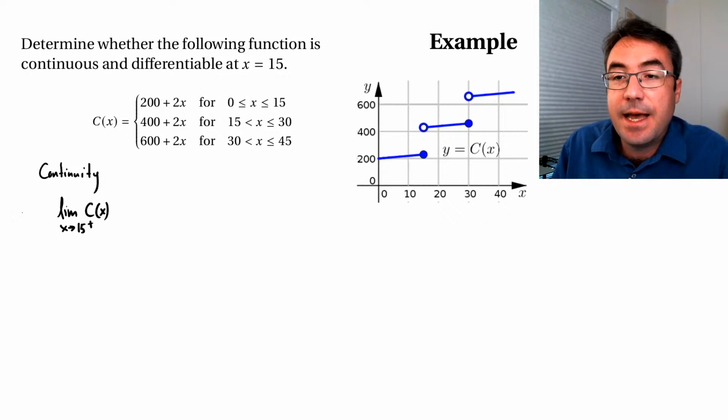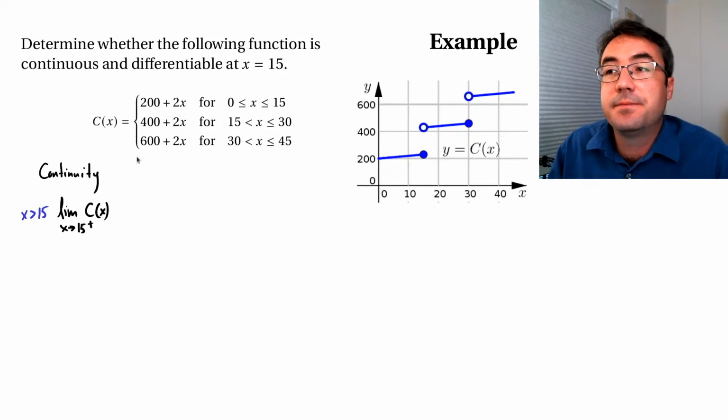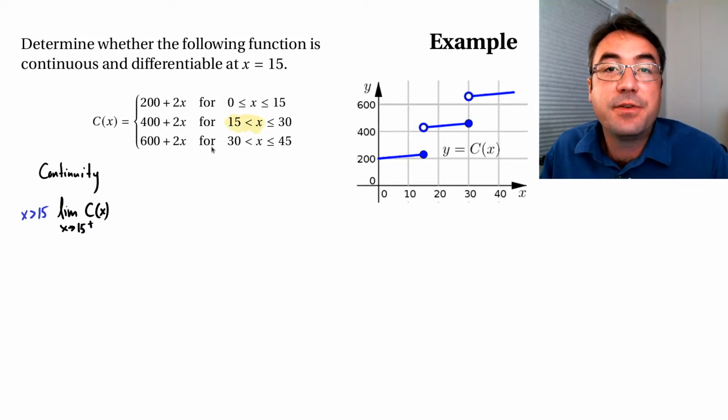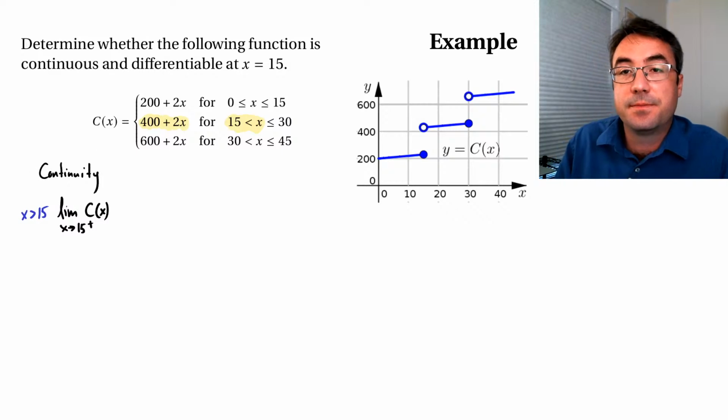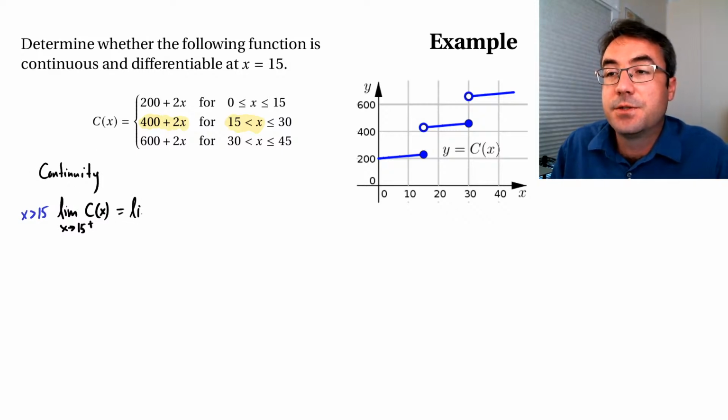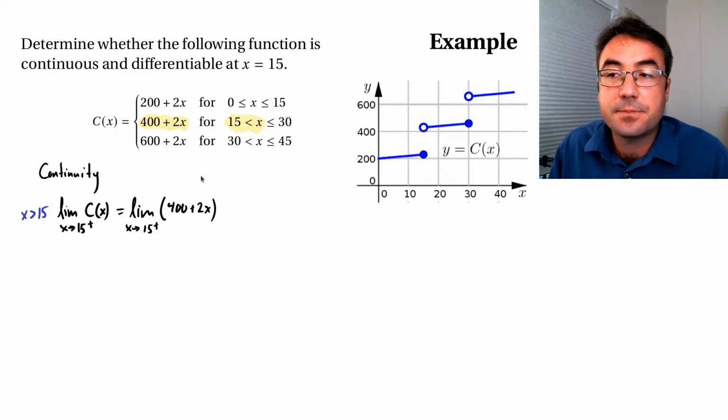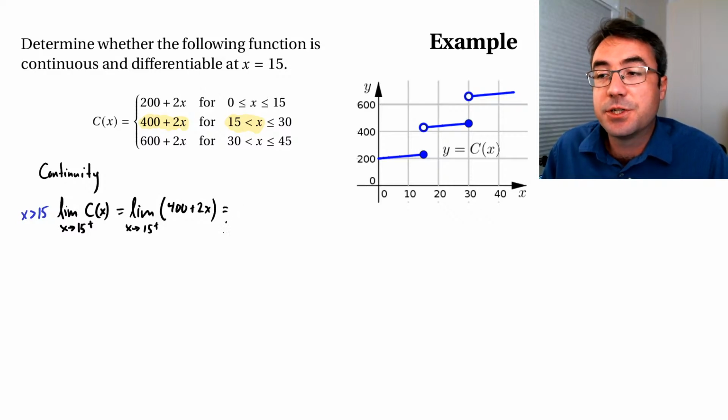So this means x is slightly bigger than 15, which, if we look it up in the definition of our function, means we're in that second piece. So we would use this as our function. So this would be the limit of 400 plus 2x as x approaches 15 from the right. Now 400 plus 2x is just a polynomial, so to evaluate this limit we can just plug in. So we get 400 plus 2 times 15, and that is 430.